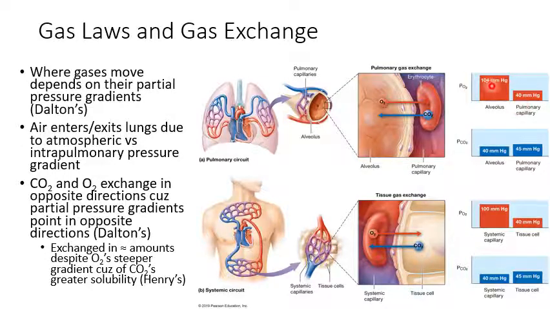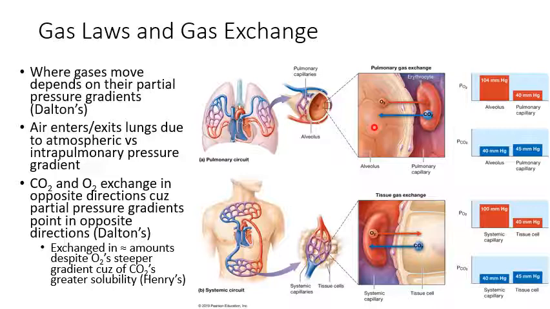As you notice, the gradient here for oxygen is pretty steep, 104 compared to 40. That drives a strong movement of oxygen across the respiratory membrane. For carbon dioxide, the gradient is pretty shallow. It's only a 5 millimeter of mercury difference between the 40 and the 45. So based on that, you would predict that it's going to move very slowly across the respiratory membrane, but actually it moves quickly across. It crosses really well.